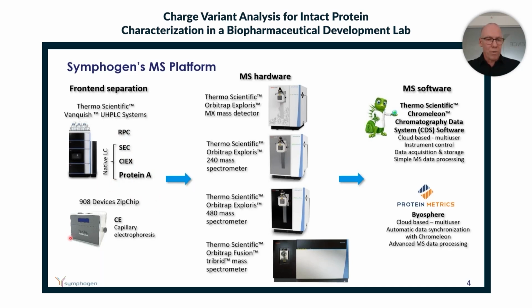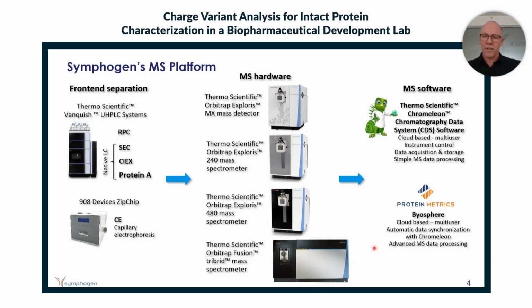And of course, what I will focus on today in the last part of my talk is the capillary electrophoresis that you can do charge variant separation with. We then combine that with our mass spec platform. We use Orbitraps because they are really excellent tools, especially for doing intact mass analysis, which is roughly 90% of all the analysis we do per year.